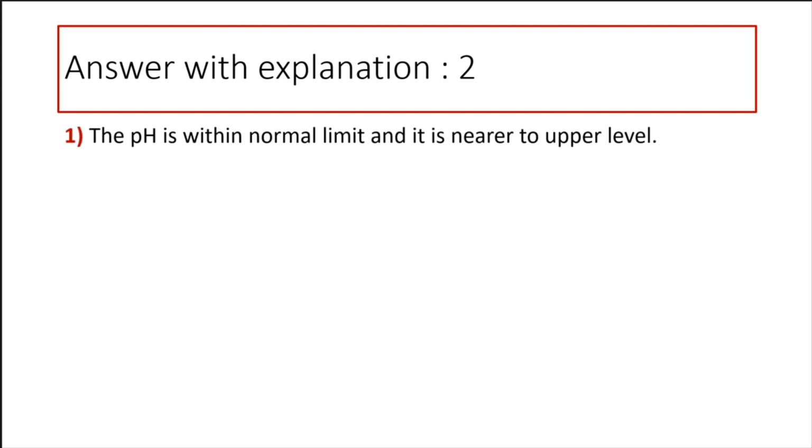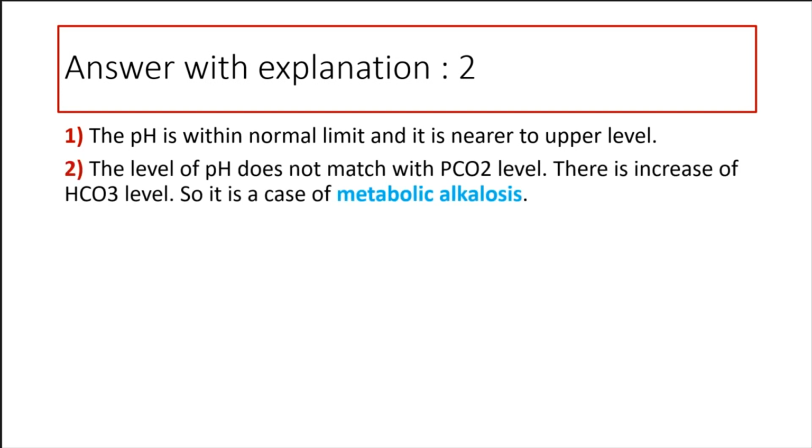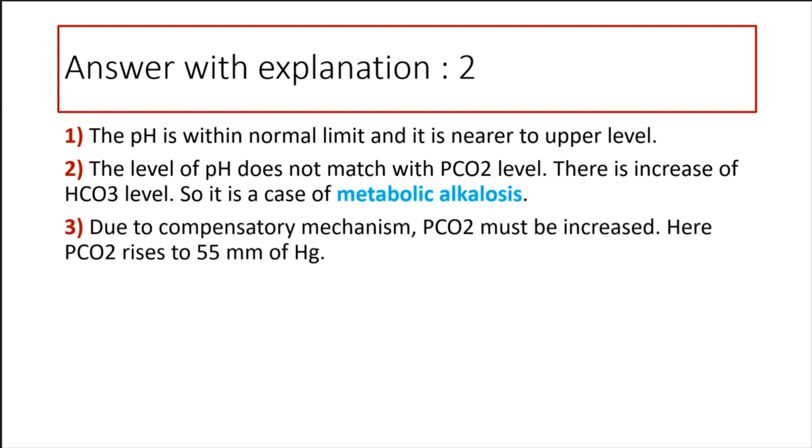The pH is within normal limit and it is nearer to the upper level. 2. The level of pH does not match with PCO2 level. There is increase of HCO3 bicarbonate level. So it is a case of metabolic alkalosis. 3. Due to compensatory mechanism, PCO2 must be increased. Here PCO2 rises to 55 mm of Hg.